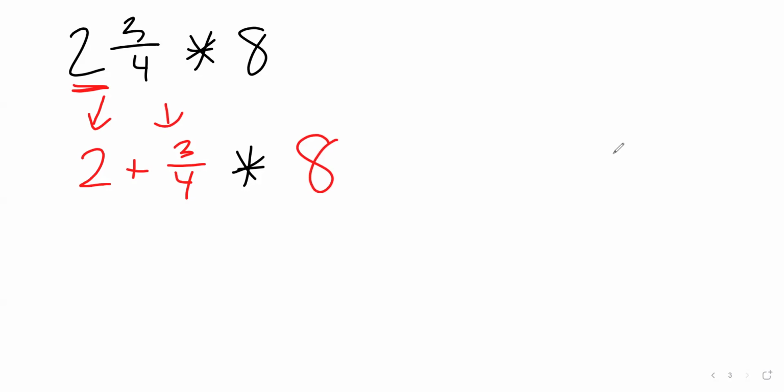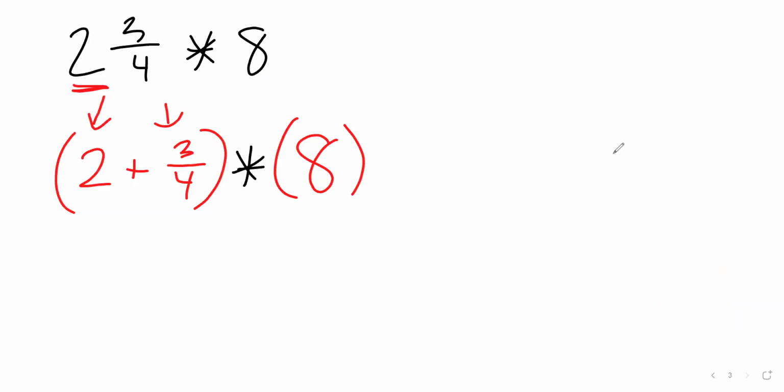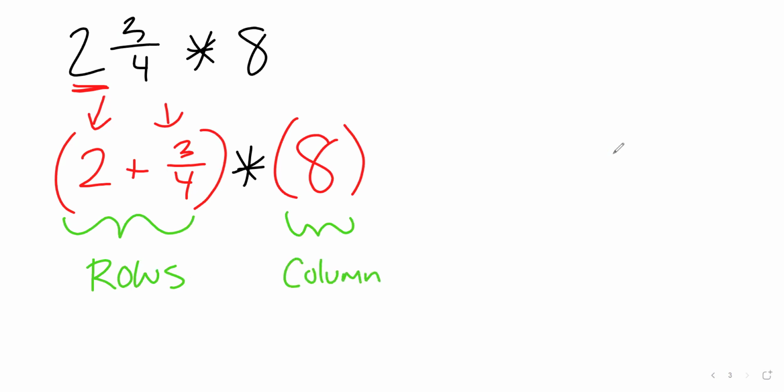Now, since I've done this, remember this is taking us back to the second step, where we do the arrays. This is why I'm putting stars and arrows over here, because if we're going to multiply these, we need to make rows and columns. And that's what expanding does. That's what's so cool about it. Because when I expand, I can say that this right here will be my rows, and this will be my column. And then this allows me to build that array.